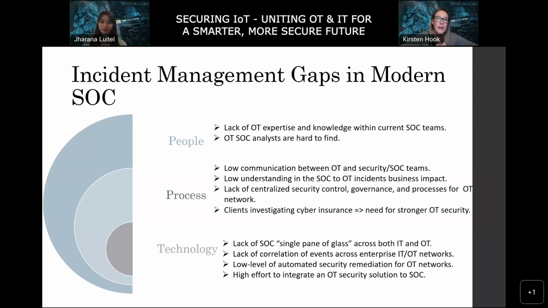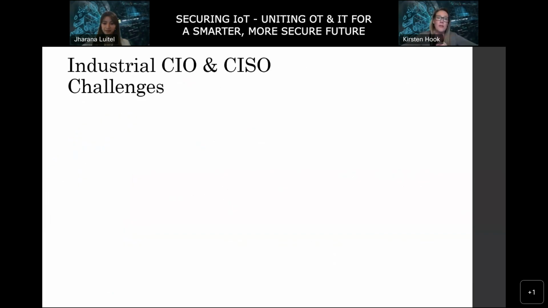As well as clients investigating cyber insurance, they want stronger OT security. We're seeing that all the time right now. And then there's the lack of a single pane of glass across both IT and OT, and the lack of correlating events between those two networks. There's a low level of automated security remediation for OT networks, and that makes sense because we haven't really been paying attention to these networks. When you use the word automated or security in OT, it gets a little bit scary. So you want to make sure that the automation taking place is really freeing up time for the people in the plant and the SOC analysts. So there is a high effort to integrate OT into the SOC.